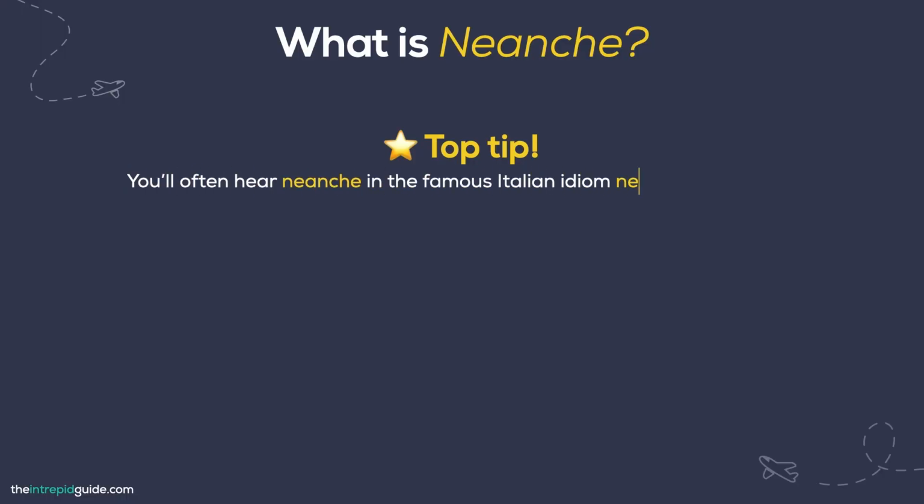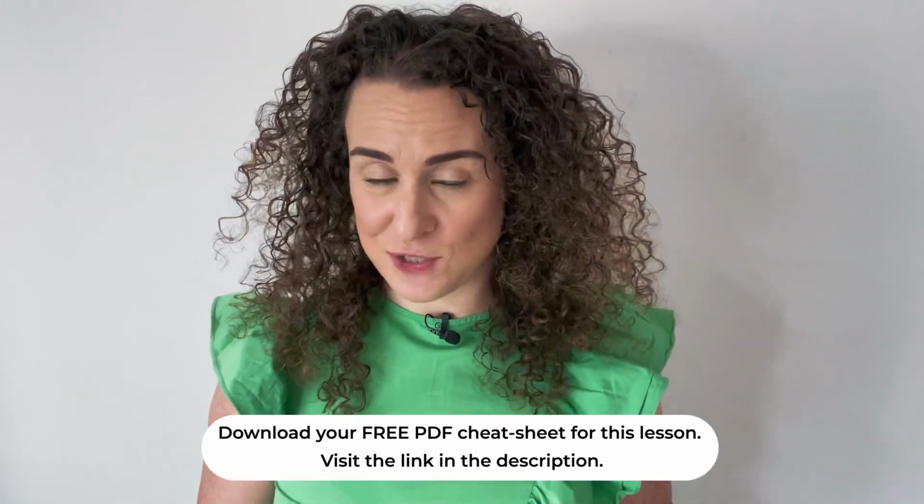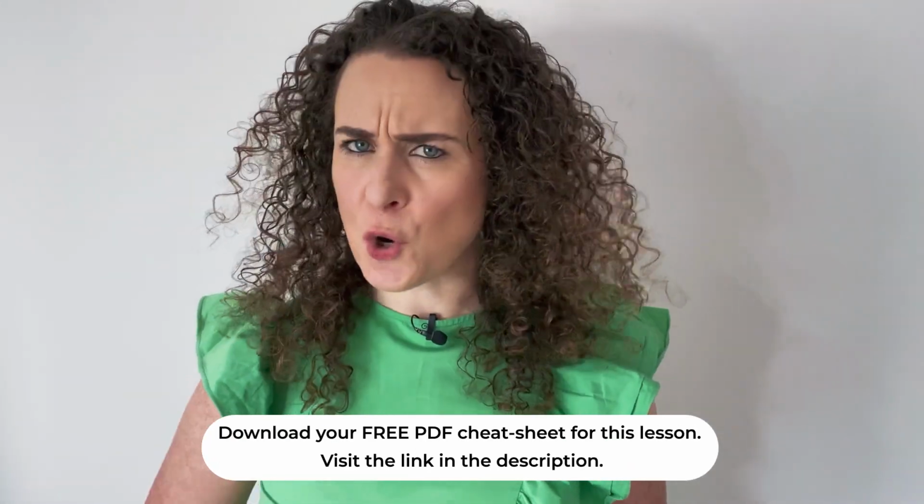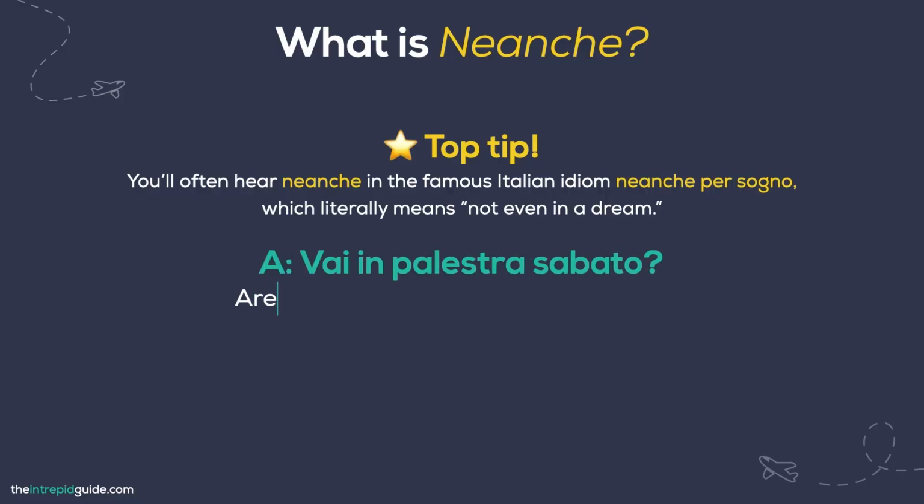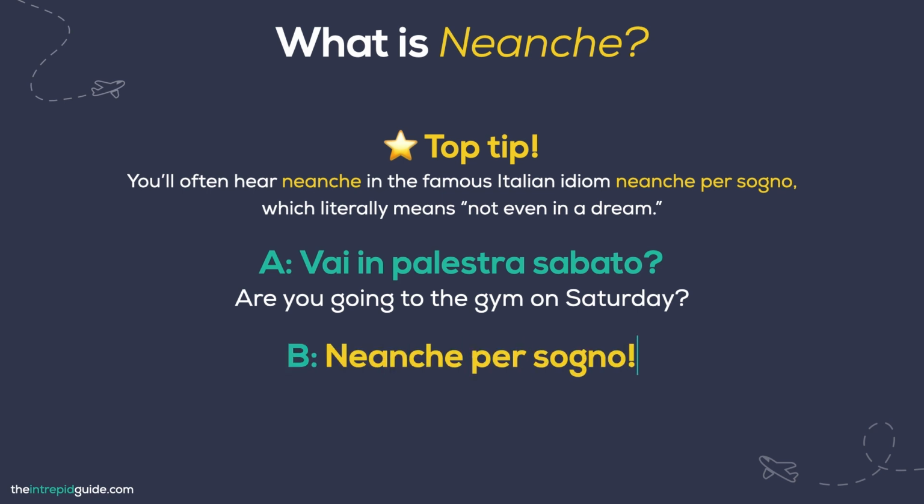Here's a pro tip. You'll often hear neanche in the famous Italian idiom, Neanche per sogno, which literally means not even in a dream. This expression conveys the speaker's strong refusal to do something, similar to the English no way or in your dreams. For instance, Vai in palestra sabato? Are you going to the gym on Saturday? Neanche per sogno. No way. To learn 22 of the most common fluency-boosting Italian idioms, make sure you watch my video lesson right here.